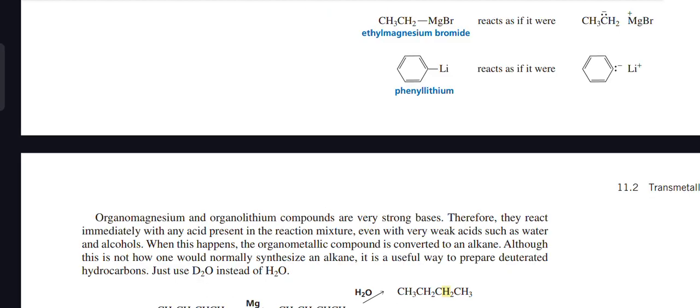Organomagnesium and organolithium compounds are very strong bases. Therefore, they react immediately with any acid present in the reaction mixture, even with very weak acids such as water and alcohols. When this happens, the organometallic compound is converted into an alkane. Although this is not how one would normally synthesize an alkane, it is a useful way to prepare deuterated hydrocarbons. Just use D2O instead of H2O.